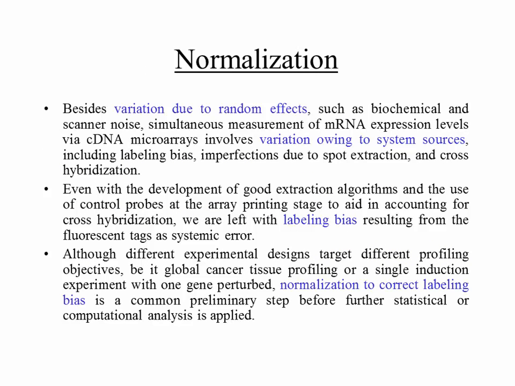So besides variation due to random effects such as biochemical and scanner noise, simultaneous measurement of messenger RNA expression levels via cDNA microarrays involves variation owing to systematic sources, including labeling bias, right? Imperfections due to spot extraction. Because remember, there is image processing involved, right? You have printed the probe at a particular location, but when you get the image, maybe the robot did not put it exactly at that location, so you have to extract that information from the image, right? And there is also the possibility for cross hybridization.